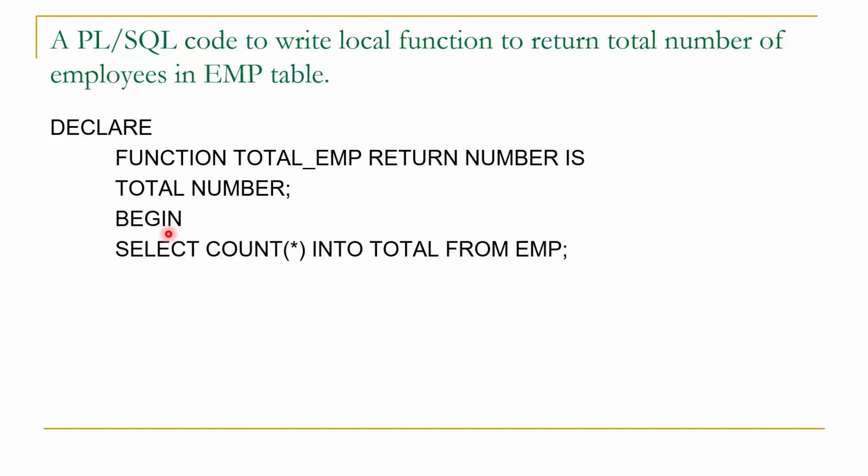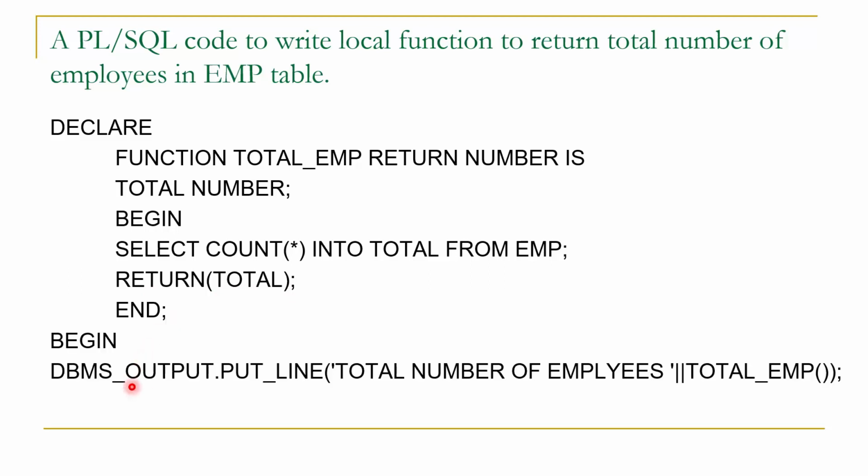In begin section of function body, we are using select into statement, and the statement is select count star into total from employee. So this select into statement will find total number of employees in employee table and populate this variable total with total number of employees in this table. Then we have to return the value of this variable total by using statement return total. It is important to note that the bracket is optional, so you can directly return space total or return in brackets total. So both will work. This end completes the code for this function body.